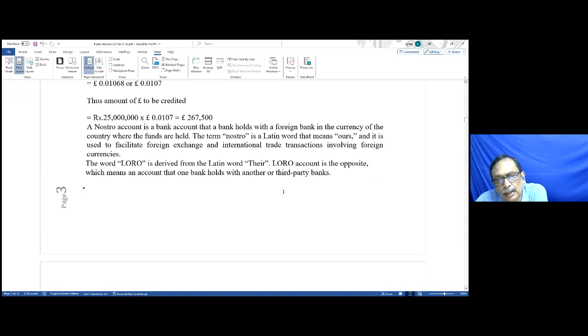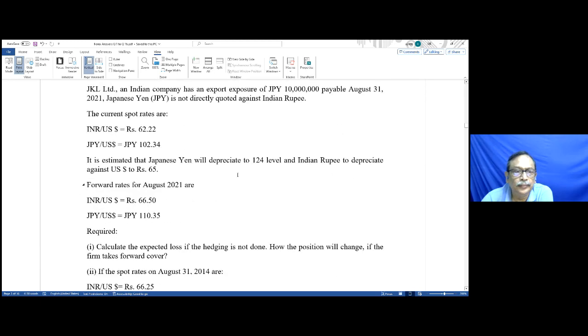Now, what is loro? The word loro is derived from the Latin word meaning theirs. A loro account is the opposite, which means an account that one bank holds with another or third-party banks. So you have to remember these two terminologies, that is nostro, loro, and I've already told about vostro. Now we are coming to our next question.